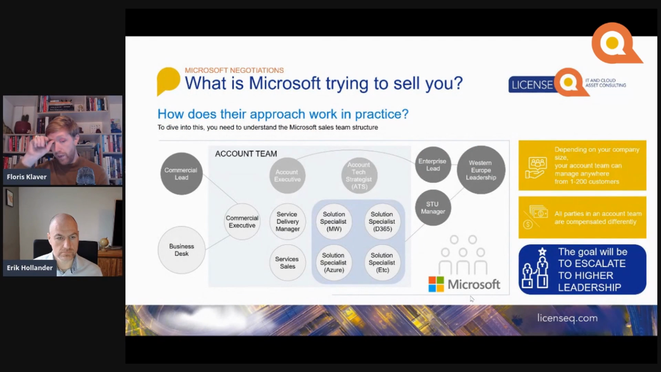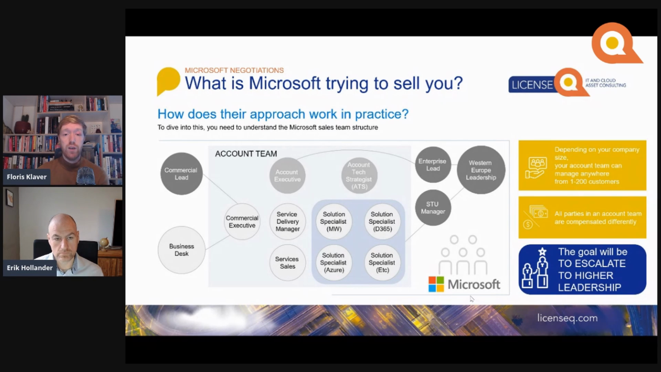Well, before we can go into how Microsoft operates, we need a little bit of background on how Microsoft works. This might be familiar to a lot of you dealing with Microsoft account teams, but if you're not, this is an overview of this account team.